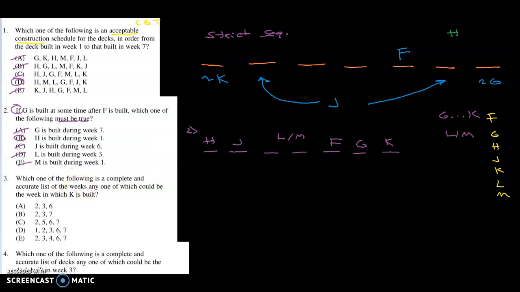All right, so now let's go ahead and move on to question 3. Which of the following is a complete and accurate list of the weeks, any one of which could be where K was built? All right, now let's just think about this for a minute. We're gonna use a couple strategies for this complete and accurate list. Really, what it's asking for is, out of all of the different weeks that we have, which are the ones that K could go without breaking our rules?